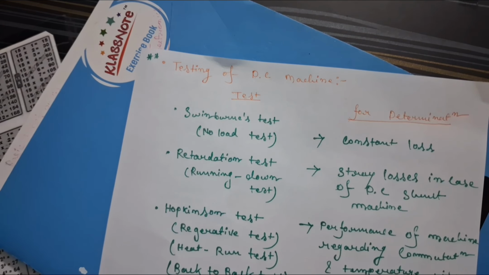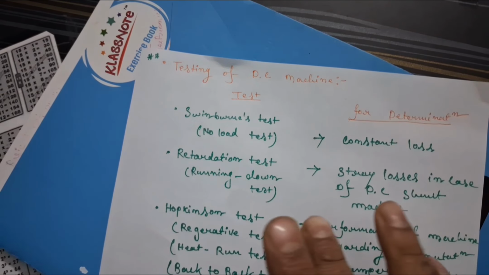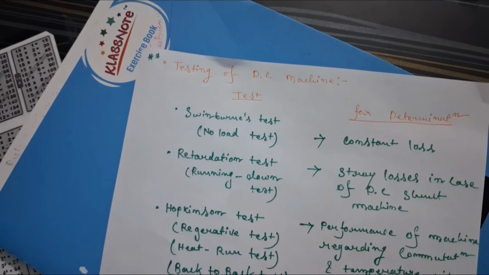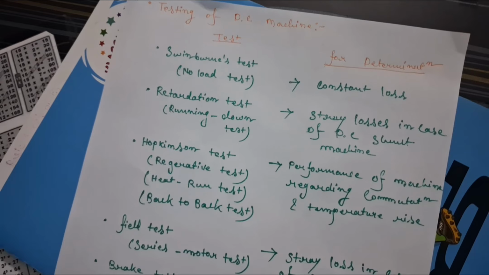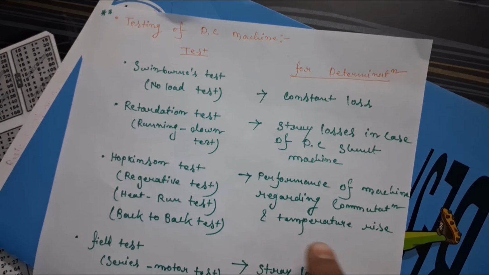Next, you have to remember retardation test. It is also called running down test. It is used to determine stray loss in case of DC shunt machine. You have to remember this test is only for DC shunt machine. Next is Hopkinson test, also called regenerative test, heat run test, and back-to-back test. It is used to determine the performance of machine regarding commutation and temperature rise.